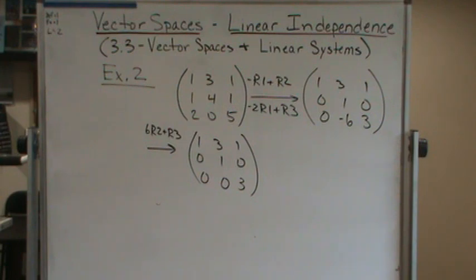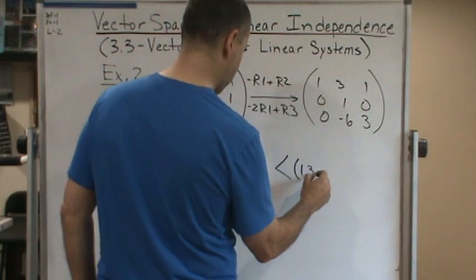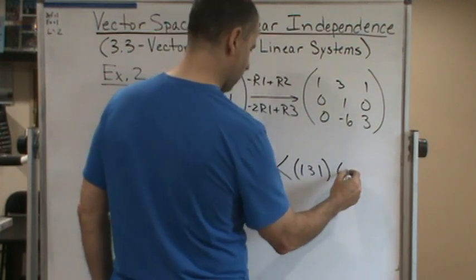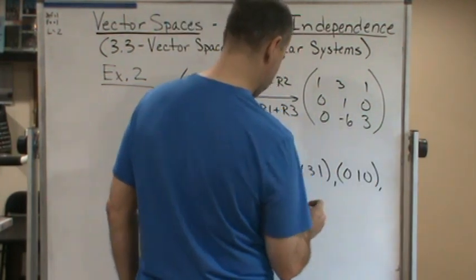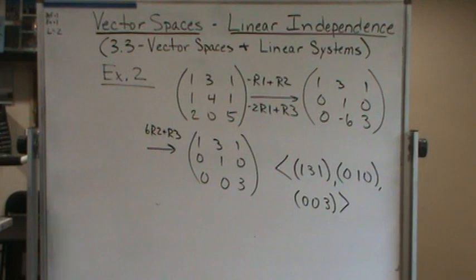And so this produces a basis. Right? And the basis is 1, 3, 1, 0, 1, 0, and 0, 0, 3. And that's for the row space. And it's the basis for the row space for both the starting and ending matrices, since the 2 row spaces, as we know, are equal.